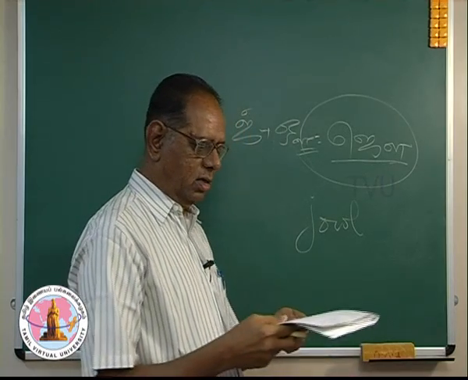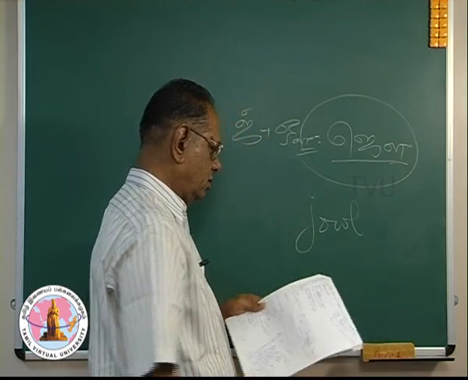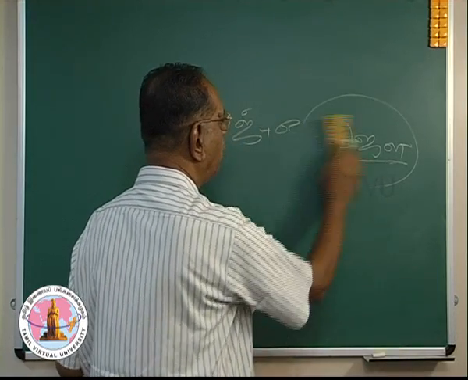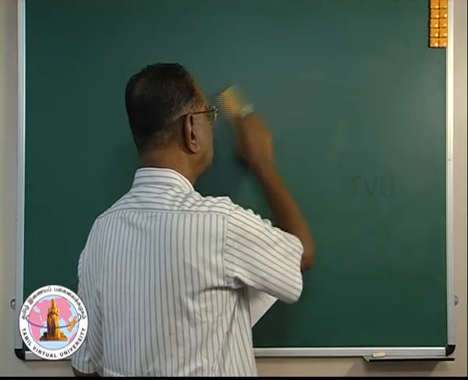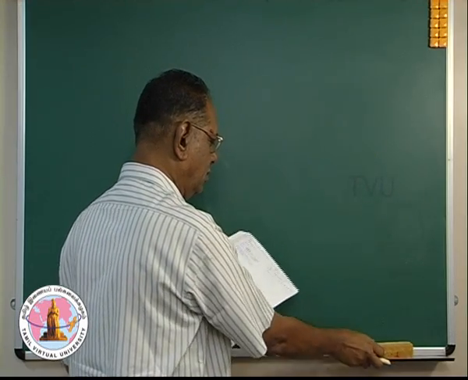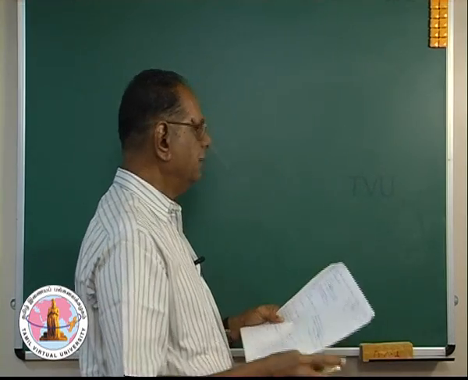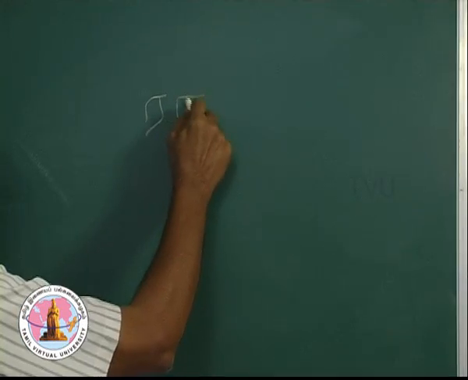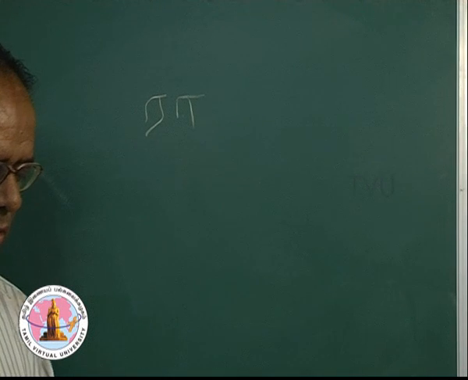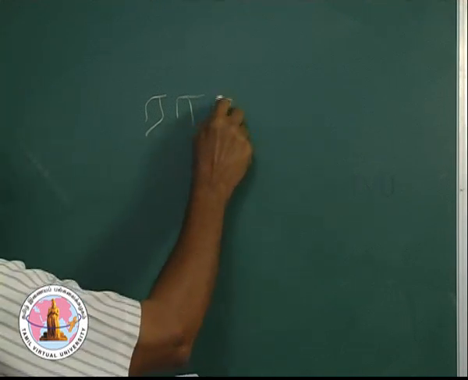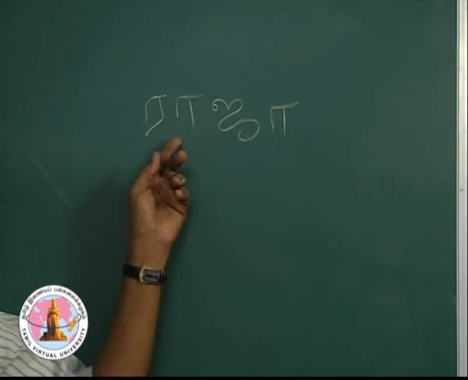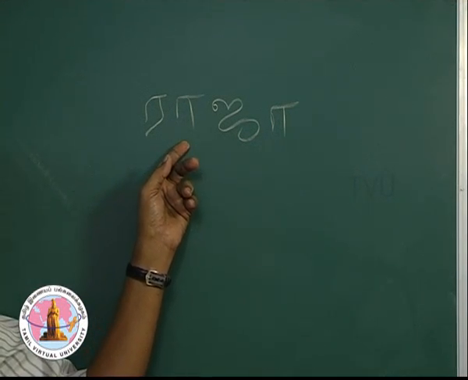So these are the letters we have improvised with the available script. Let us see one or two words so that you can remember these letters. What is this? This letter, perhaps we learnt it long back.